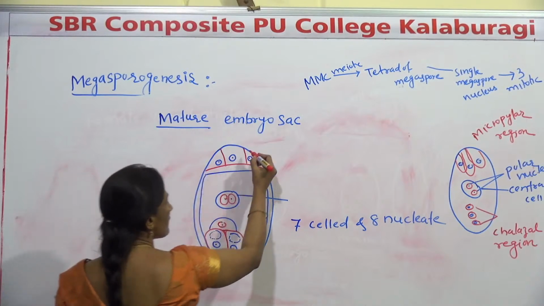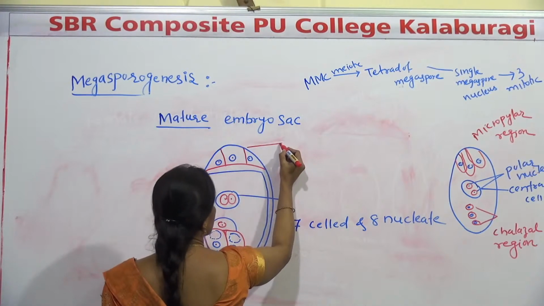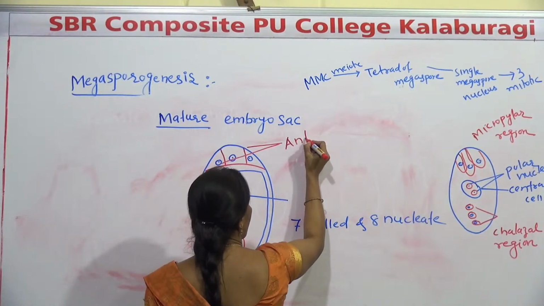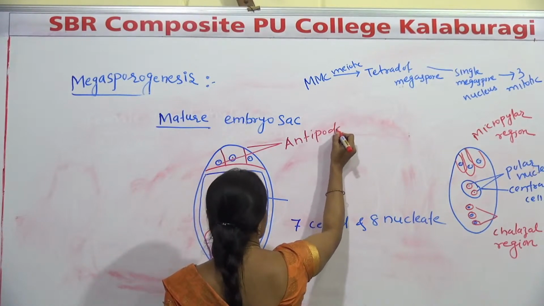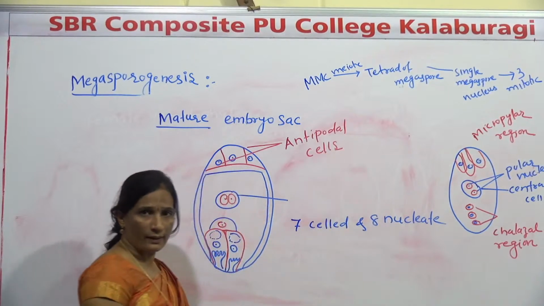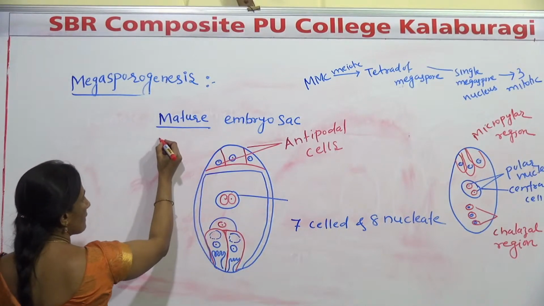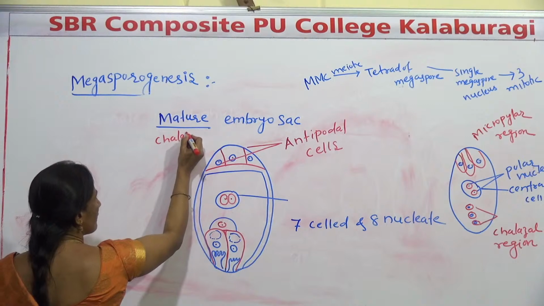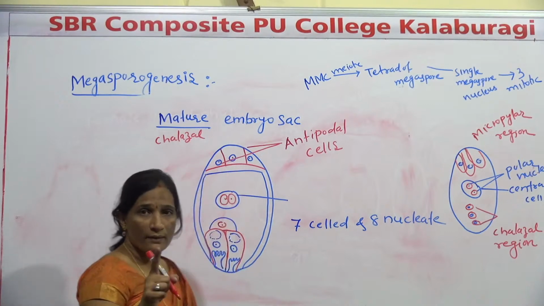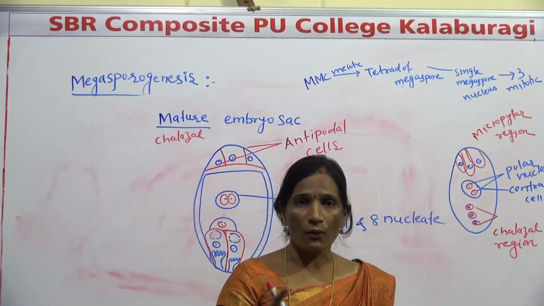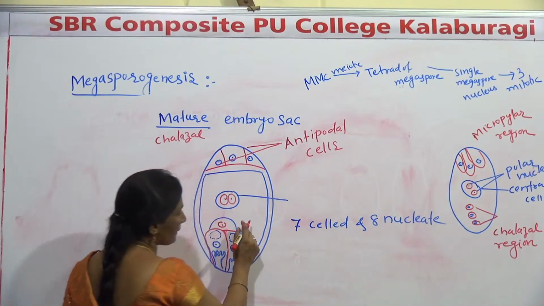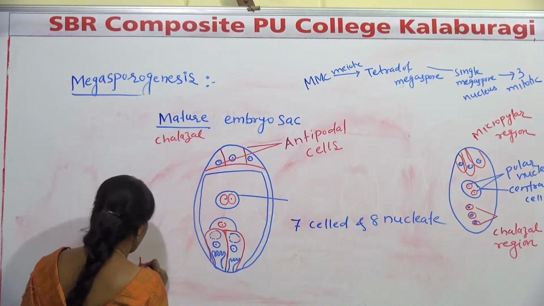See here, three cells are present near the chalazal region and these cells are called antipodal cells. They are present near where? Always the chalazal region. So, three cells are present near the chalazal region called antipodal cells, and three cells are present near which region?